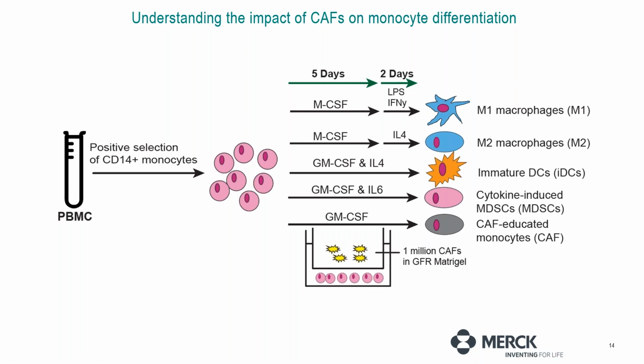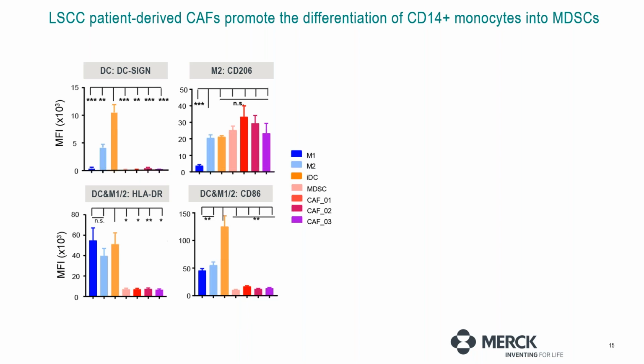Compared to dendritic cells and macrophages, you can clearly see that CAF-educated cells have reduced DC markers as well as reduced HLA-DR as well as co-stimulatory molecule CD86 expression. And those CAF-educated cells phenotypically resemble the myeloid-derived suppressor cells.